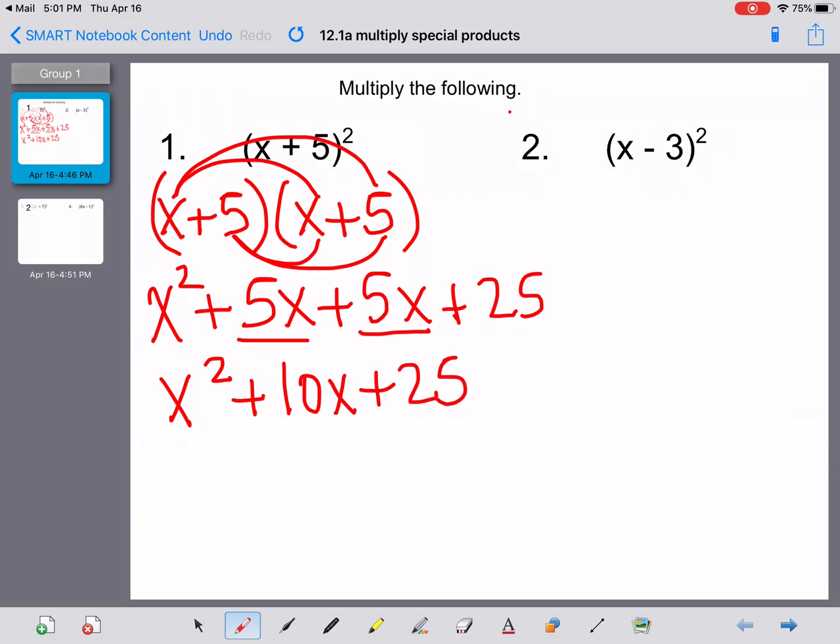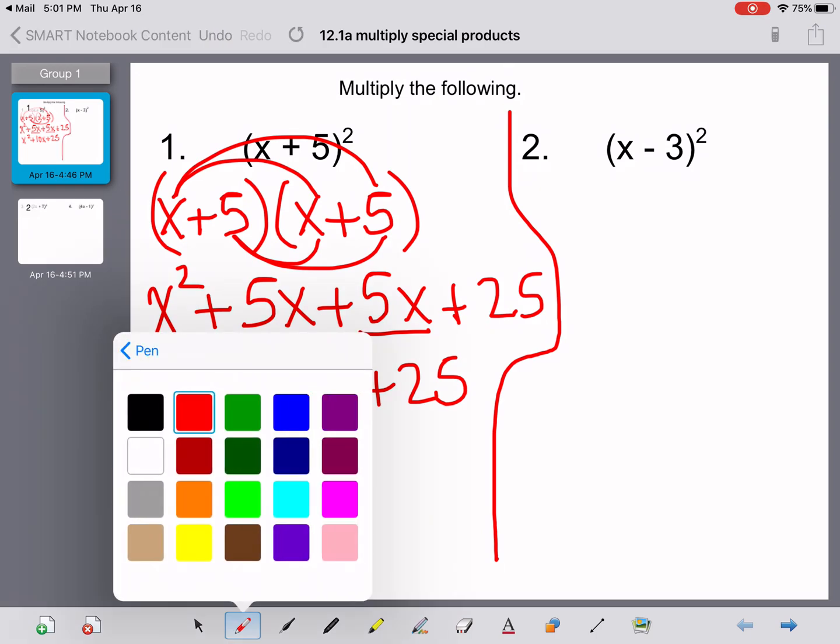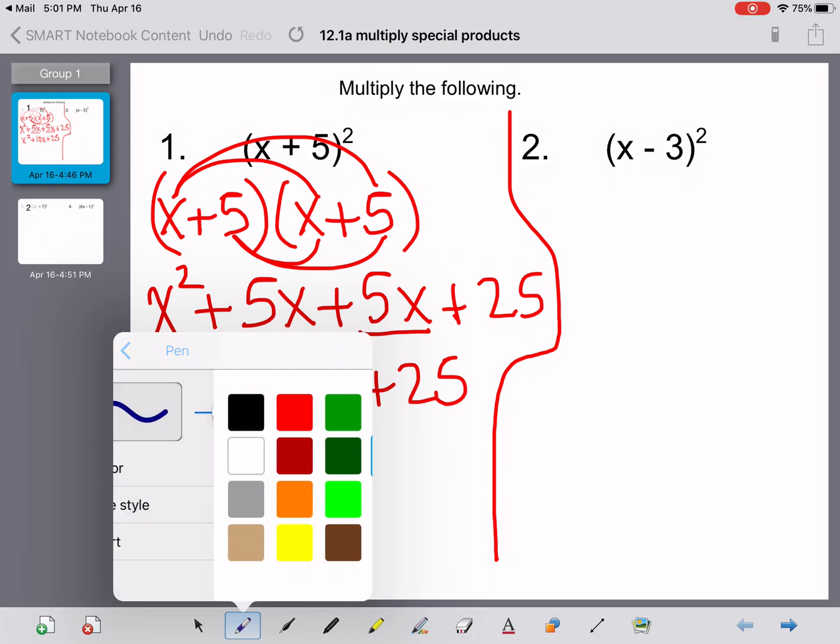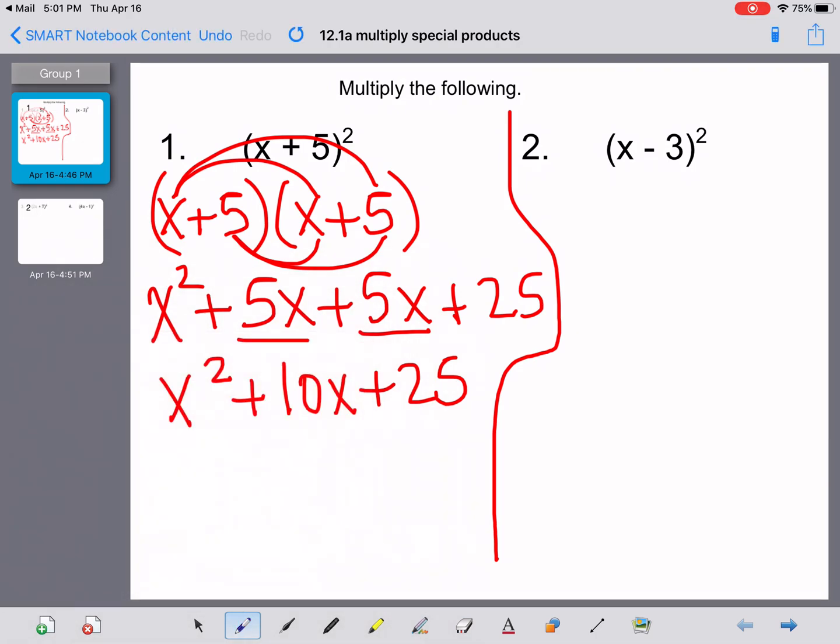Now, like I said on this first problem, the nice part is that it was a plus, but everything is the same in terms of getting this set up. But with x minus 3 squared, which is how problem number 2 is read, it's going to be written as x minus 3 times x minus 3. Then we're going to use our double distributive property or our FOIL, but we have to be a little bit more careful with signs.